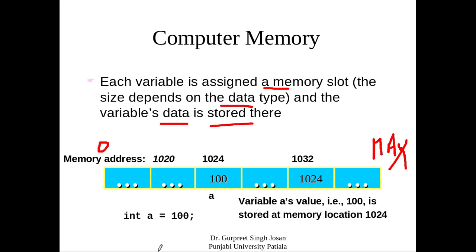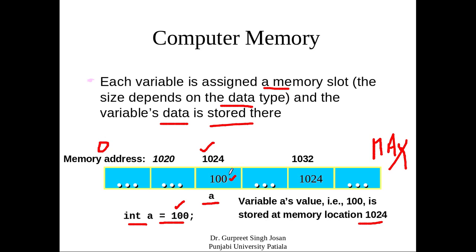So for example, if I declare an integer variable a and assign a value 100 to it, what happens in memory is that some free location is found by the system. Suppose that free location address is 1024, and this address is known in our computer program as a, and when I use the assignment operator to provide some value at this particular location, then that value is stored as the content of that memory location. So variable a's value is 100 and is stored at memory location 1024.